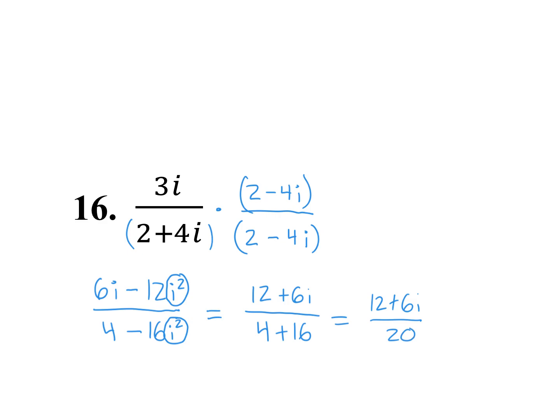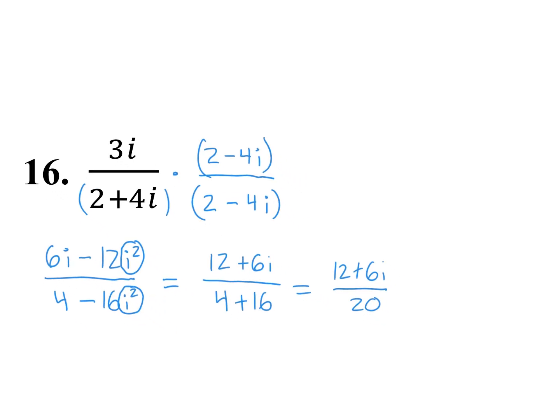Let's change that into a plus bi form and also reduce it. So 12 over 20, those are both divisible by 4: 3 over 5 plus 6 over 20, those are both divisible by 2. 6 over 20 becomes 3 over 10 i. All right, that is all for 4.4.